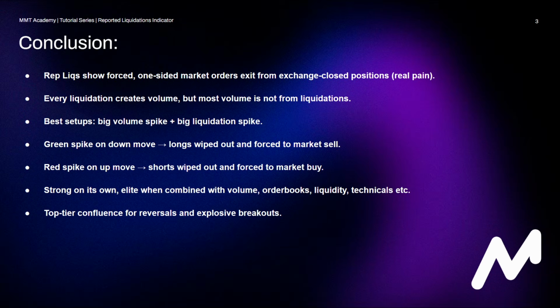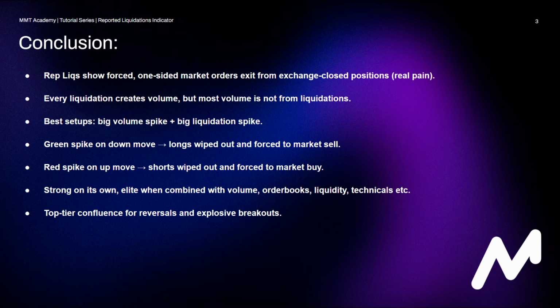In conclusion, reported liquidations reveal when the market is forcibly closing leveraged positions, creating pure one-directional pressure through involuntary market orders. While every liquidation generates volume, most volume spikes are not driven by liquidations, making liquidation data a less common and more meaningful subset of volume. The most powerful setups occur when a large exhaustive volume spike aligns with a sharp reported liquidation spike at a known liquidity or stop-loss cluster.